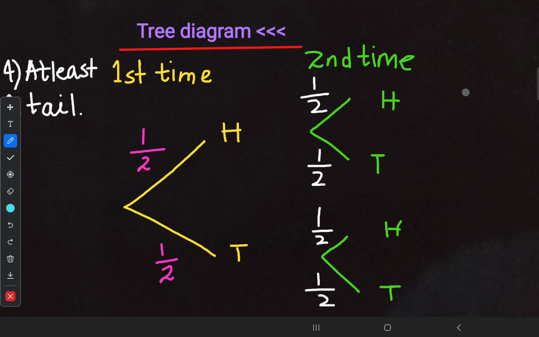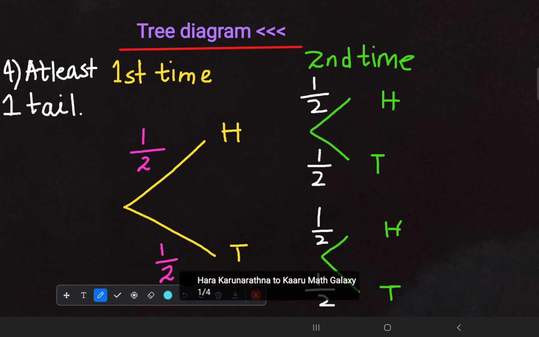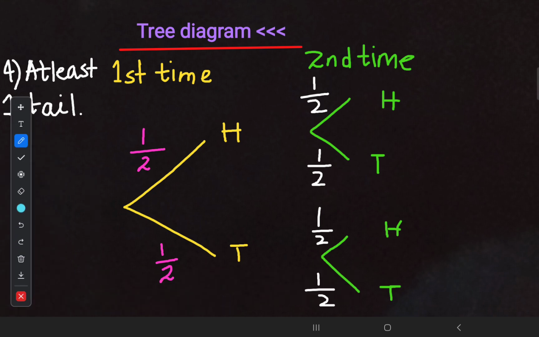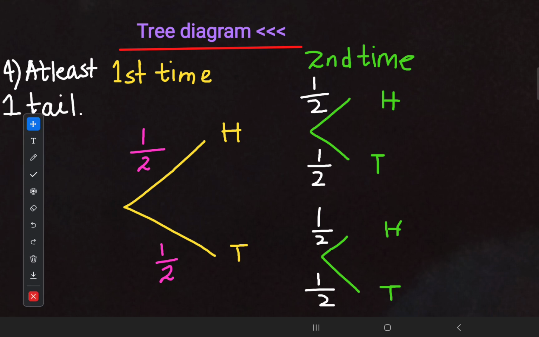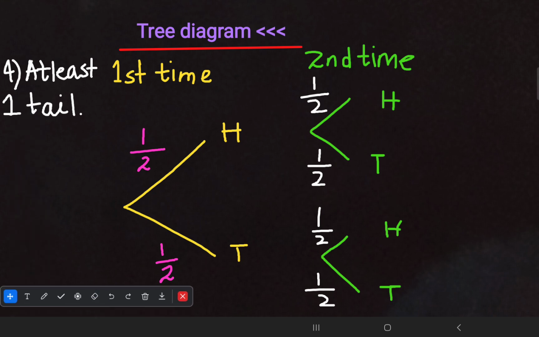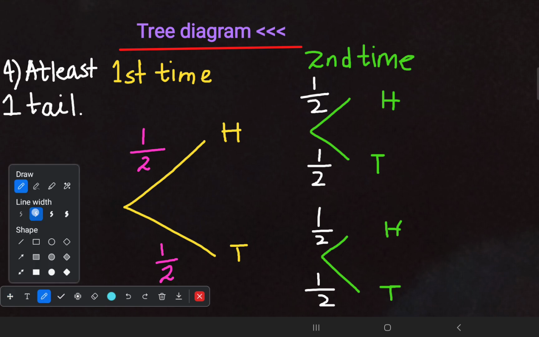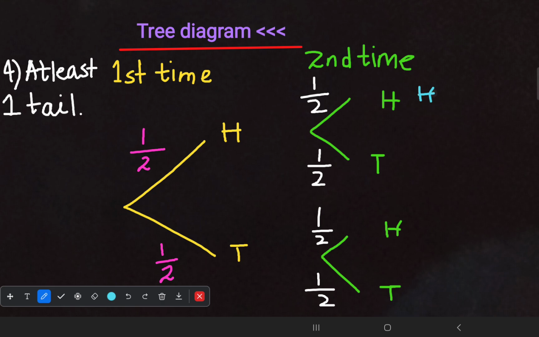Here our requirement is at least one tail. To find that one, what do we need to do? We have to think about all our events. Here the probability is telling H and H, head comma head. That is our outcome. Here there is no tail. So we don't need this probability.